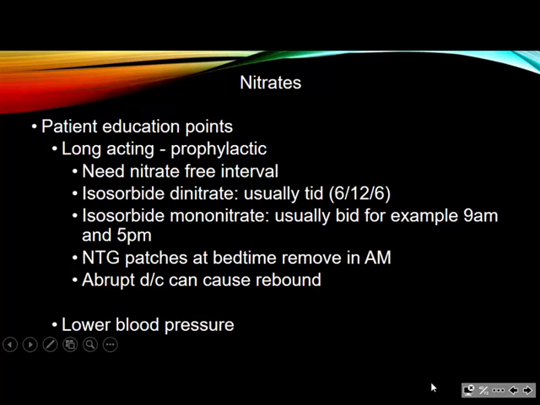Abrupt discontinuation, again, common theme here, can cause rebound vasospasm. So you want to be very, very careful with that. And then you don't see the paste up here. Why is that? Or ointment. Why do you think that is?